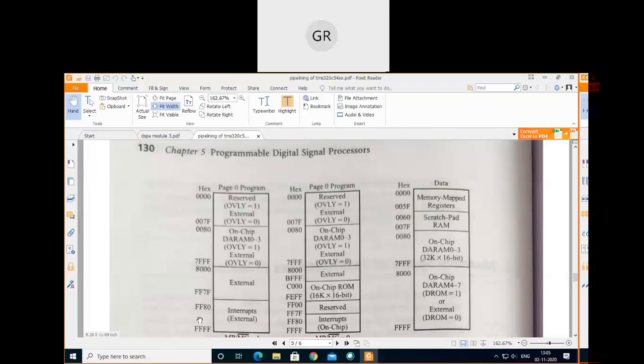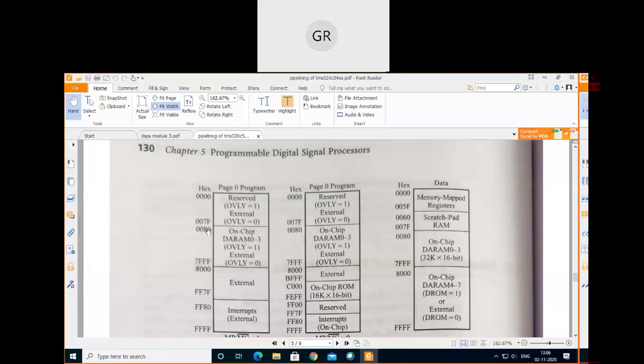Okay, here ROM is available. On-chip ROM is available. Just remember the address. This is not necessary; if you want, you can practice it. 0000H to 007FH is reserved. When Y equals 1, it's reserved. When Y equals 0, it's external.